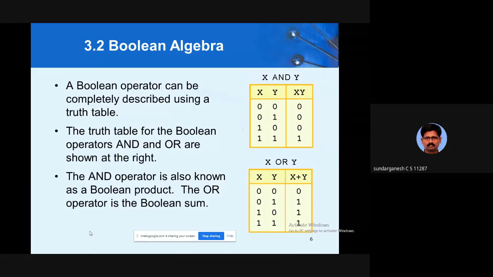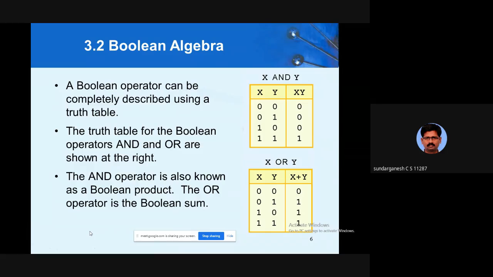In the next truth table, you have two inputs x and y, but the output is x plus y. OR means you have to add these two values. So 0 plus 0 is 0, 0 plus 1 is 1, 1 plus 0 is 1, 1 plus 1 is 1. In normal addition, there is a sum and a carry, and the carry goes to the next circuit.